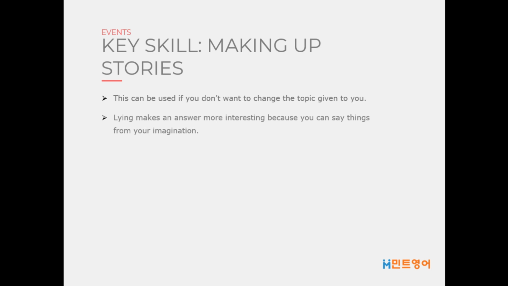The second solution is making up stories or lying. This is a strategy you can use if you don't want to change the topic given to you. This can be an effective strategy if you know a little of the topic. Lying makes an answer more interesting because you can say things from your imagination. You can adopt stories from books, movies, documentaries, or even someone's experience and make it your own. These are the 2 key skills in dealing with questions you don't know. Remember that it's not your ideas that are scored, it's the way you deliver them.